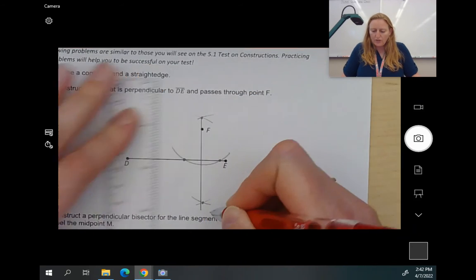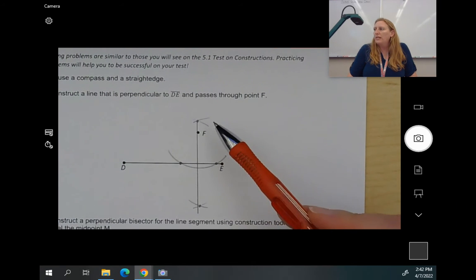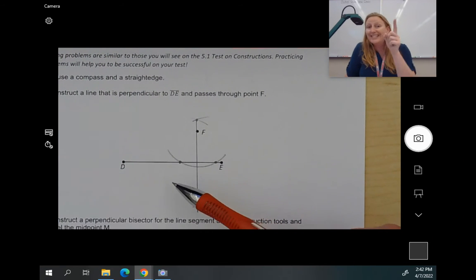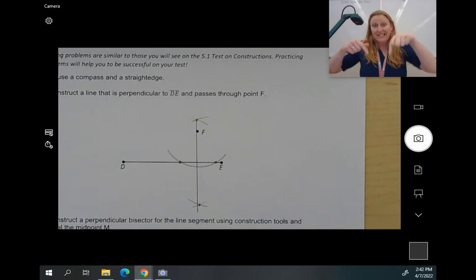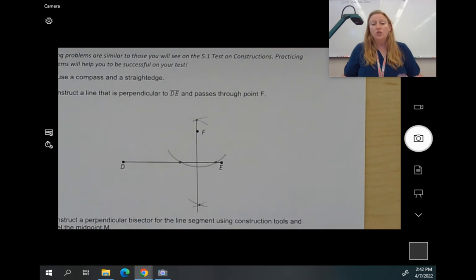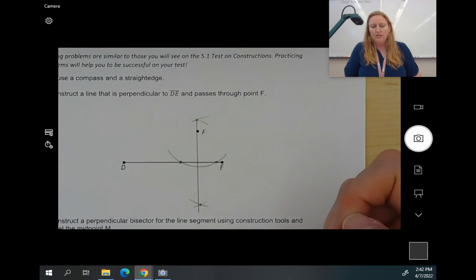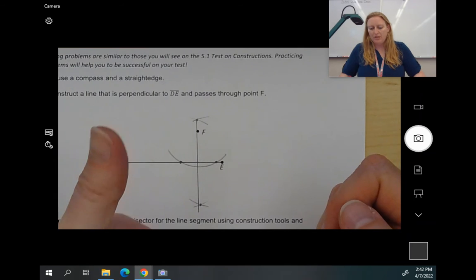And again, don't erase. This isn't perfect, but that's okay. Show your work. Don't erase your marks. Keep your marks. This is how you guys are showing me your work, is the marks on your paper, these marks right here. So don't erase these marks. You want them there. And it goes through F. It's perpendicular to DE. Good job.